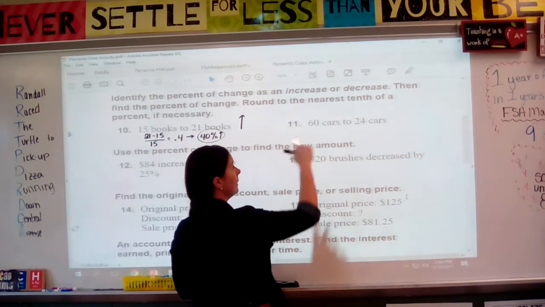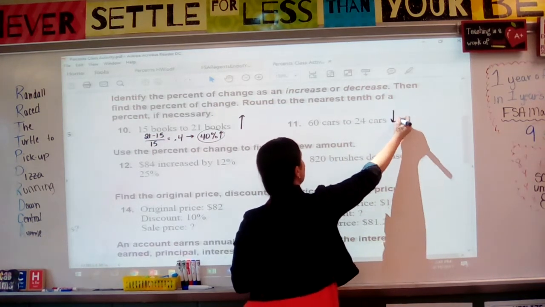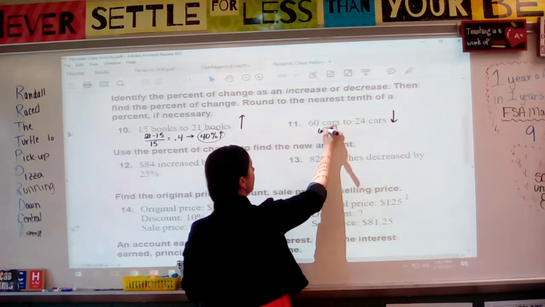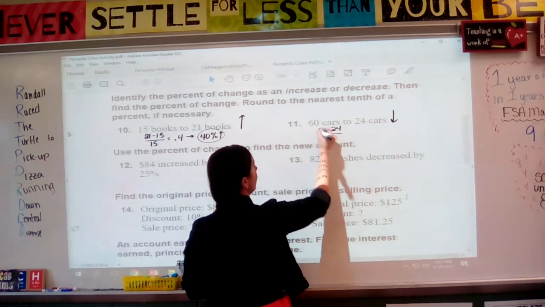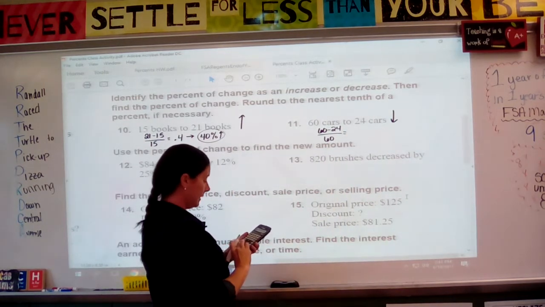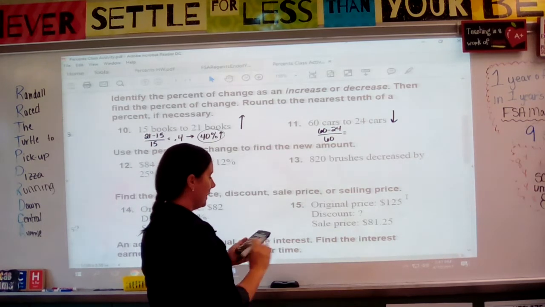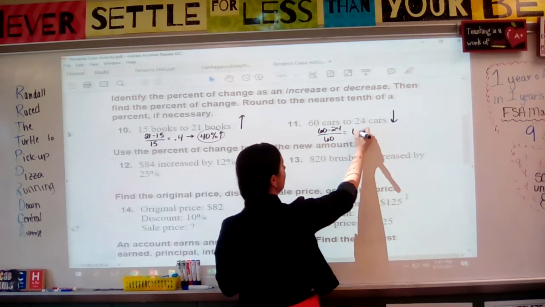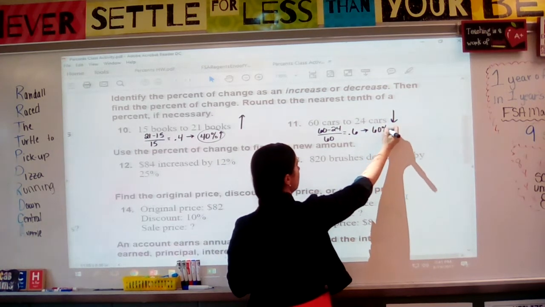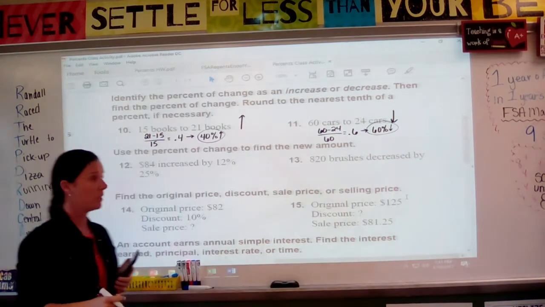Number 11, from 20 cars to 24 cars. So we know that that was a decrease. Take the old and the new and subtract the two. Put it over the original. Then I'm going to do the math. 60 minus 24 divided by 60 is going to give me 0.6. Change it to a percent. So I get a 60% decrease in the amount of cars.